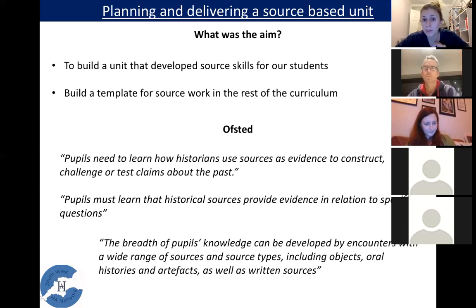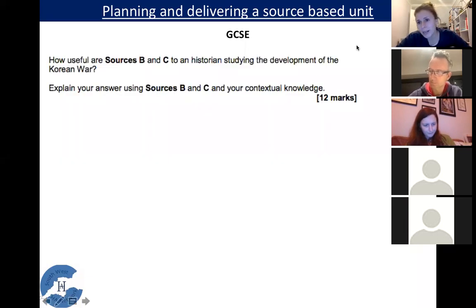So there were quite a few aims of my unit. I wanted to make sure that we were constructing or challenging claims about the past, that they were learning from the sources, and that we had a broad range of sources. We also needed to be aware, and it wasn't the end goal, but we teach AQA, and in AQA GCSE, we have the how useful question. So we weren't driving towards how useful, but we needed to build the foundation for the how useful question. That was an undeniable fact, even though we don't want to teach GCSE in Key Stage 3, we were always aware of that.